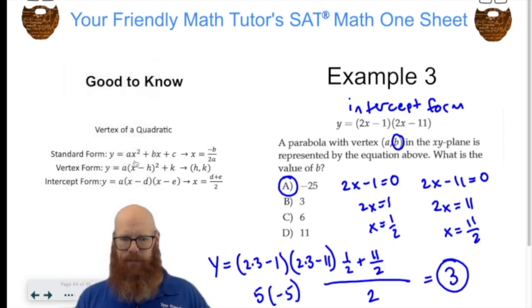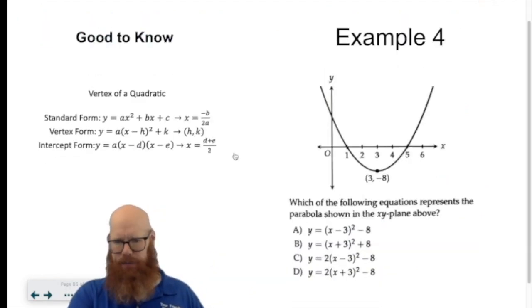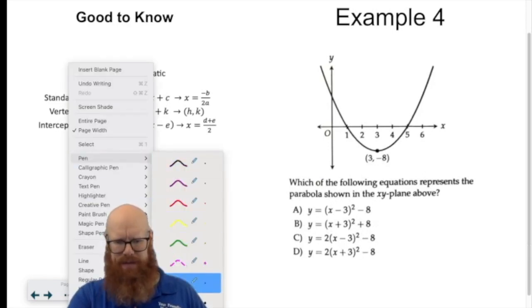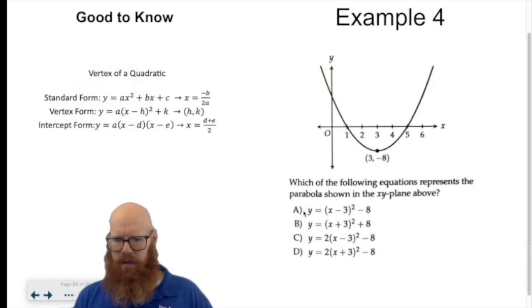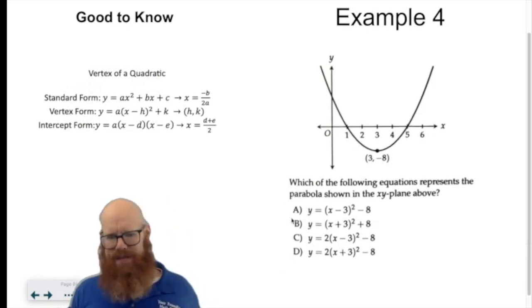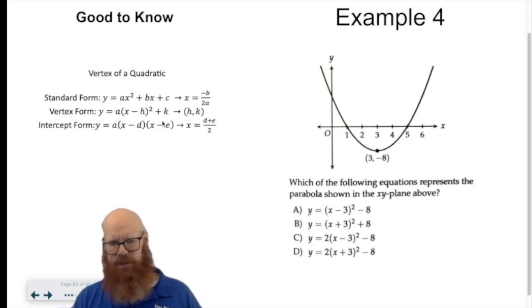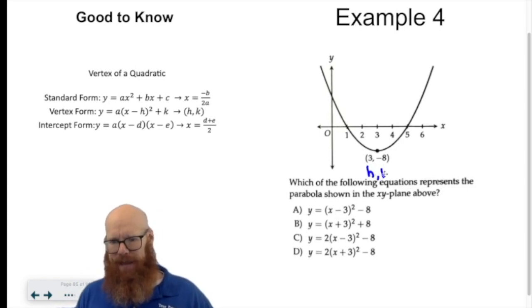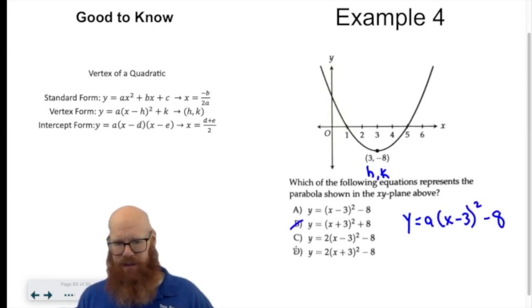So the next example for this same concept is something that's in vertex form. So you look at all of these answers, they are in vertex form clearly. And what we want is for h here to be 3 and k to be negative 8. So if I substitute that into the formula, I get y equals a times (x minus 3) squared minus 8. So that eliminates b and c.